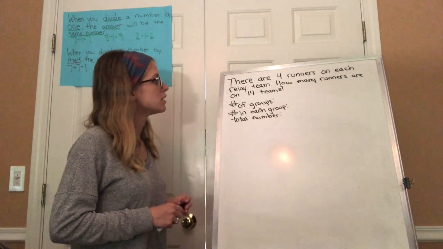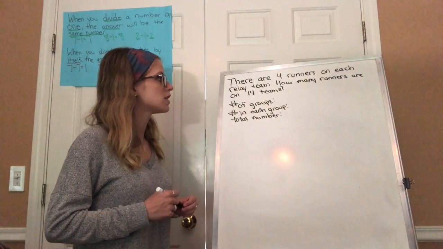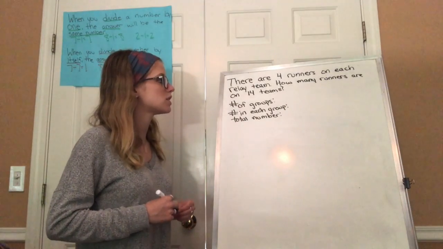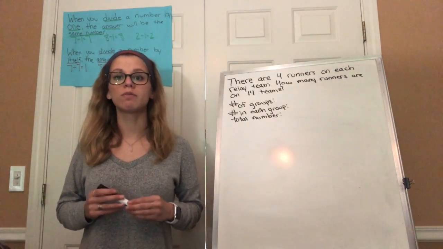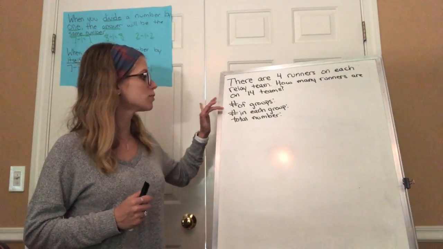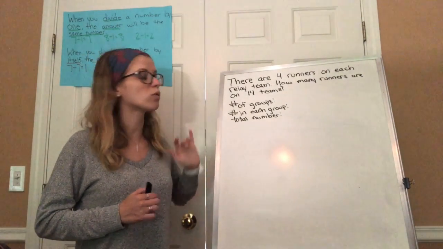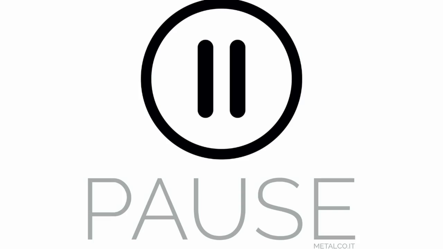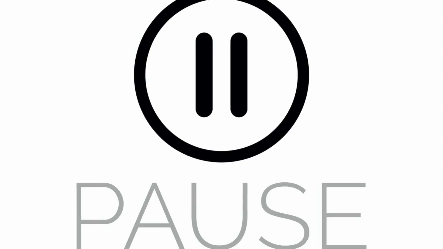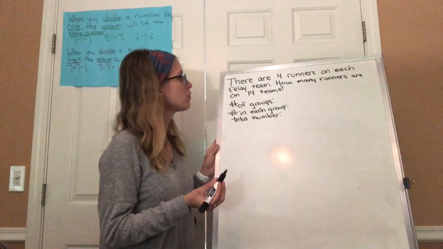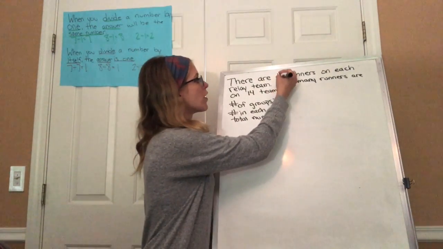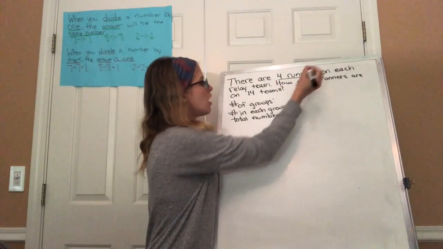So this problem says there are 4 runners on each relay team. How many runners are on 14 teams? What I want you to do is pause me and take notes using number of groups, number in each group, and the total number in this problem. So it says there's 4 runners on each relay team.